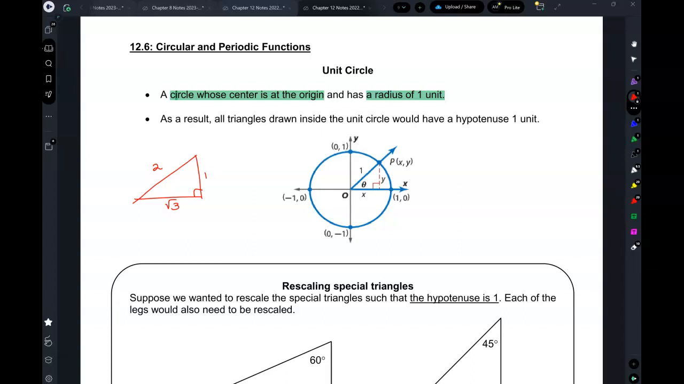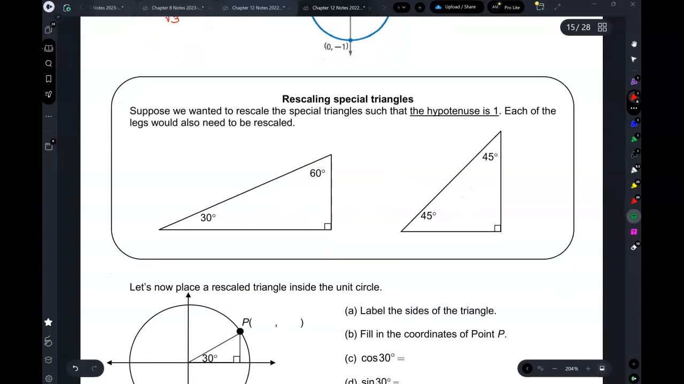But it's okay, because I can rescale it just like you do in Photoshop or whatever. You can just scale it down so that the hypotenuse is equal to 1, right? So if we wanted to rescale the special triangles, let's see what would happen. Here I have a 30, 60, 90. Normally we know that this has a length of 1, and this root 3, and this would be a 2. So to make that hypotenuse into a 1, I would have to divide by what? 2, right? I would have to divide everything by 2.